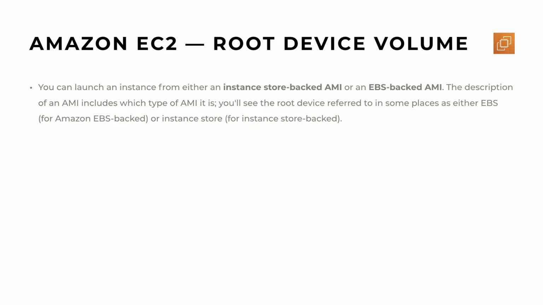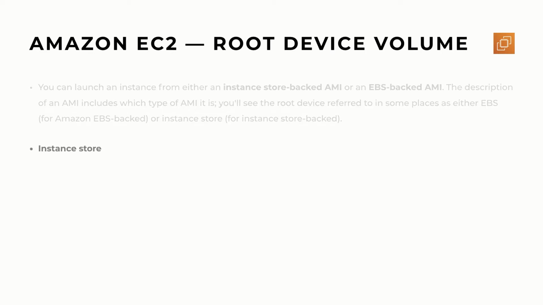A root device volume for an instance is where the operating system of that instance is stored. The instance boots from that volume and also uses it to store temporary data such as application logs. So you can launch an EC2 instance either from an instance store backed AMI or an EBS backed AMI. The description of the AMI will contain the information about the root device volume. It will be either instance store backed or EBS backed.